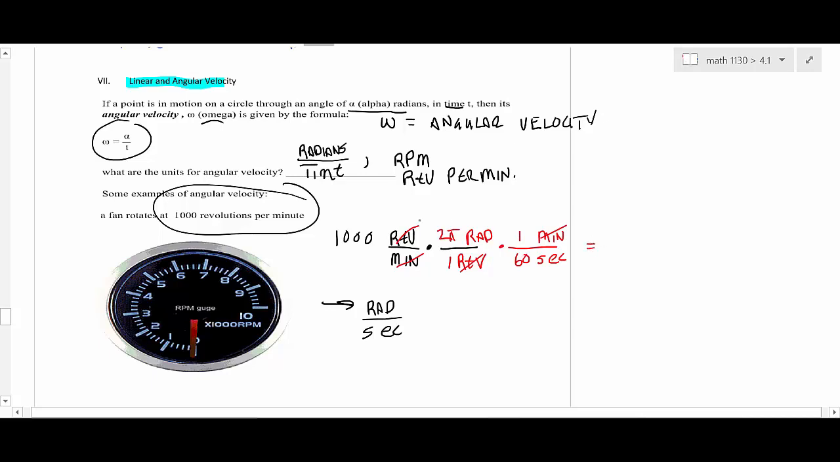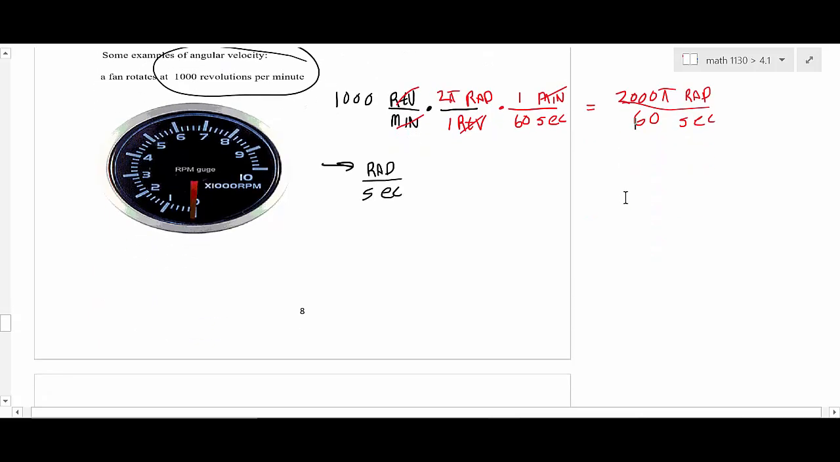Okay, so if you went through and did this and multiplied straight across, you would have 2,000 pi radians over 60 seconds. Then you could take your calculator, and I'm not going to do that, but you could just round that off to something, okay? So you want to make sure that you understand that 1 revolution goes with 2 pi radians. That's the conversion factor you're going to use, okay?